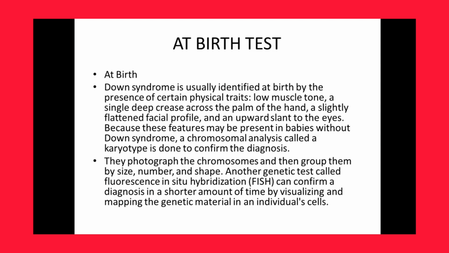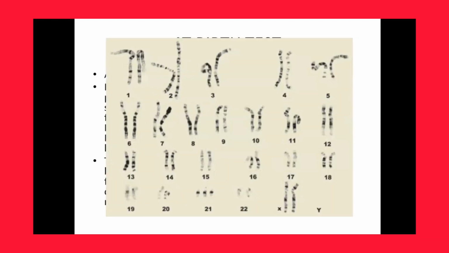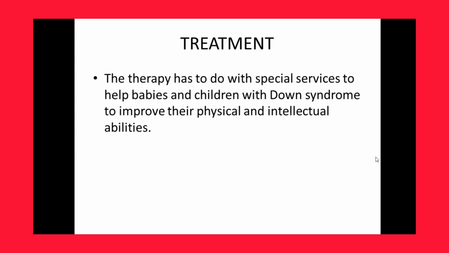Another type is the fluorescent in situ hybridization. You can now see the typical chromosomes. The chromosomes are appearing in pairs. You will see that they are just two, but when you look at chromosome 21, you will see there are 3 chromosomes there, not 2. And that tells you chromosome 21 appears as a triplet, and that is the cause of that serious problem. Treatment: the therapy has to do with special services to help babies and children with Down syndrome to improve their physical and intellectual ability.